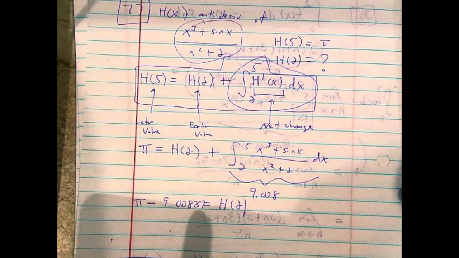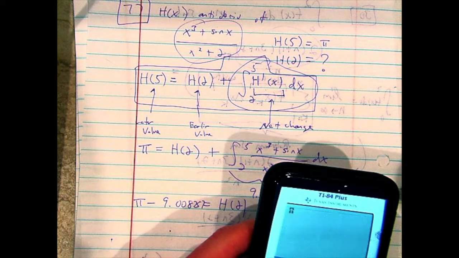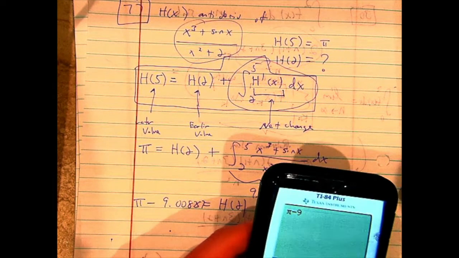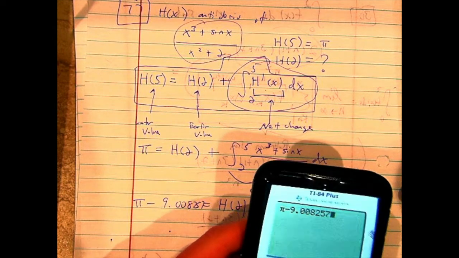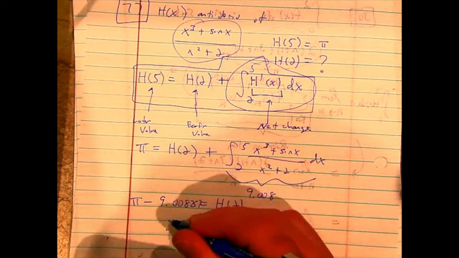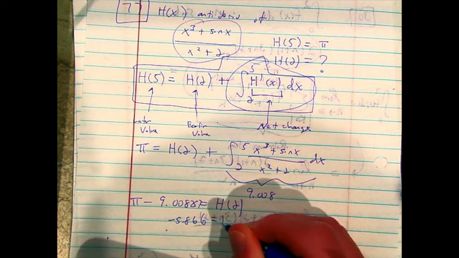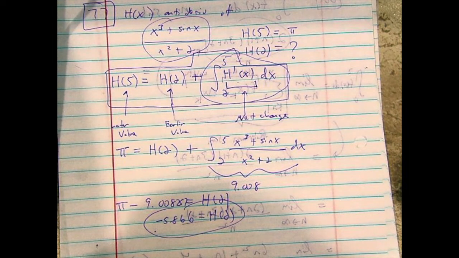9.008257. I'll throw in some more decimal places there just in case. So pi take away 9.008257. Okay, so it's like negative 5.866. So is that one of the options? Yeah, it looks like choice B is the one.